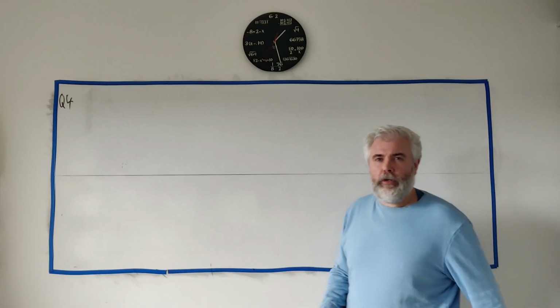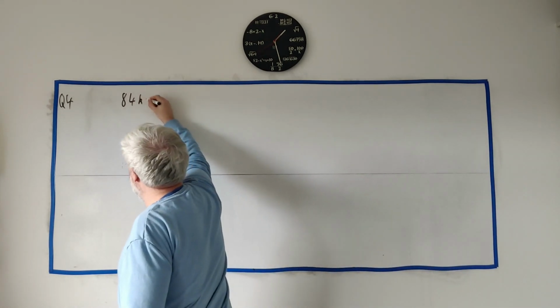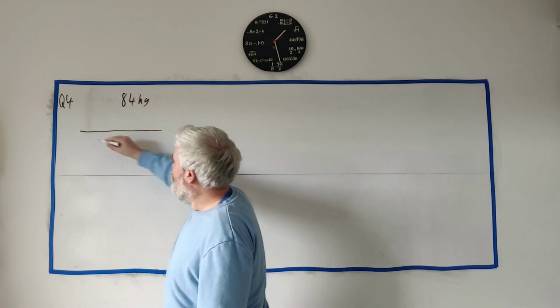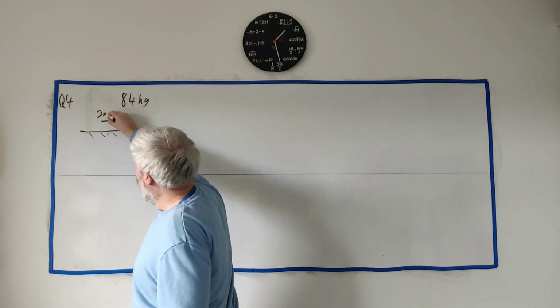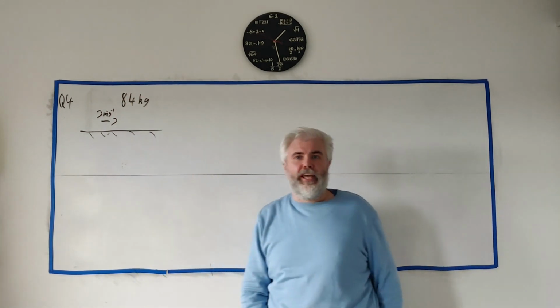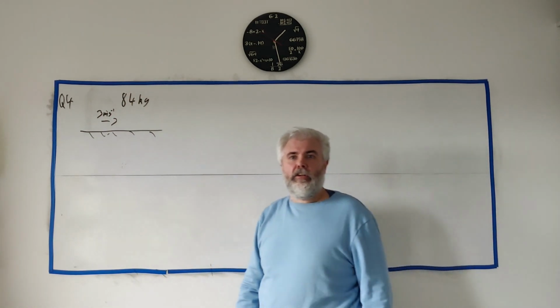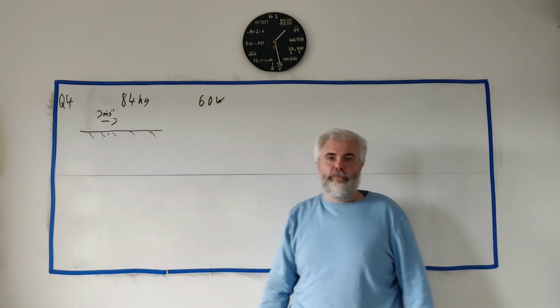In question 4, they tell us about a runner that weighs 84 kilos and they're running along a straight road and they're going at a speed of 3 meters per second. And they're also telling us they're producing 60 watts of power.